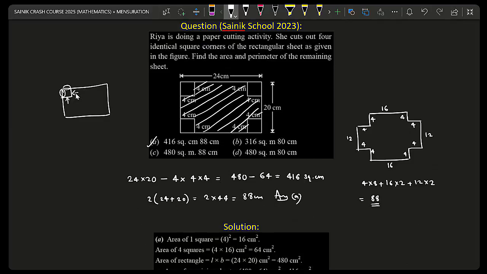So will there be any change? No. That's why the remaining part's perimeter will be equal to the perimeter of the outer rectangle only. That's why we found the outer rectangle perimeter. The answer is 88 centimeters. Is it clear, Sanvi? Yes, sir. Same length parts are removed and added, so there is no change in the perimeter.